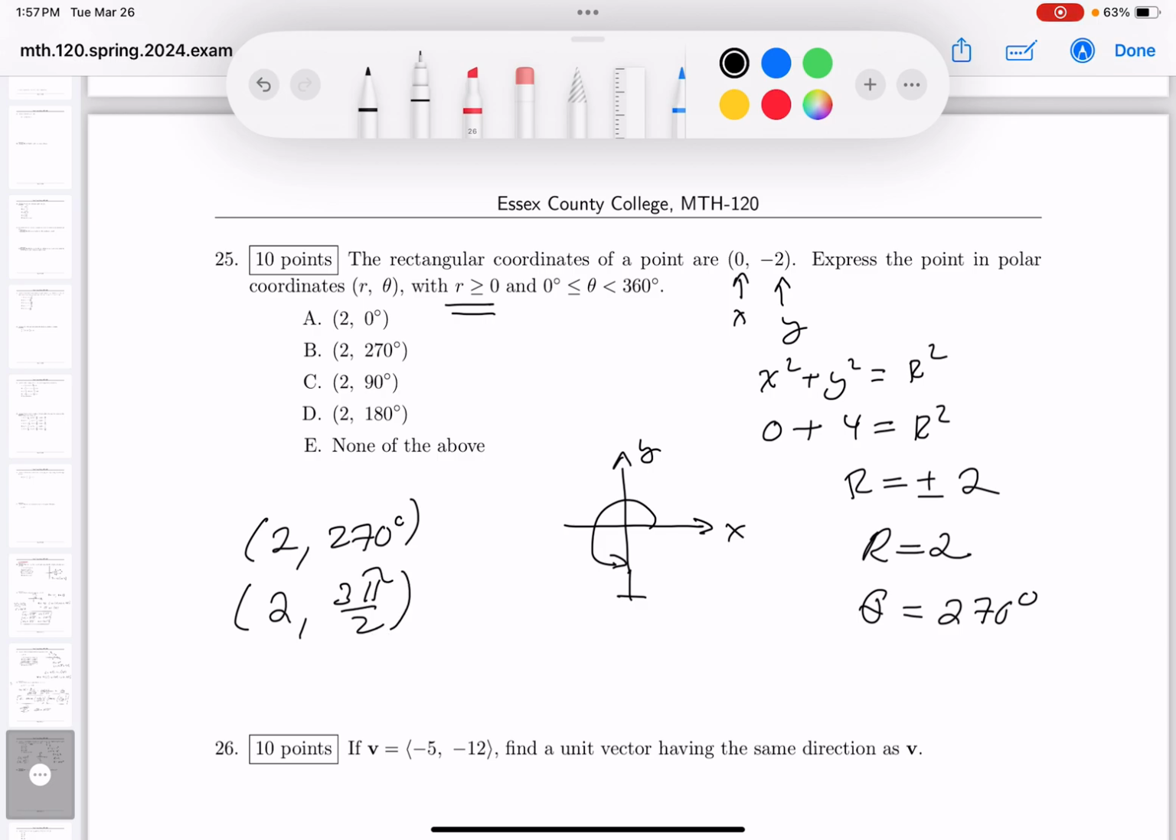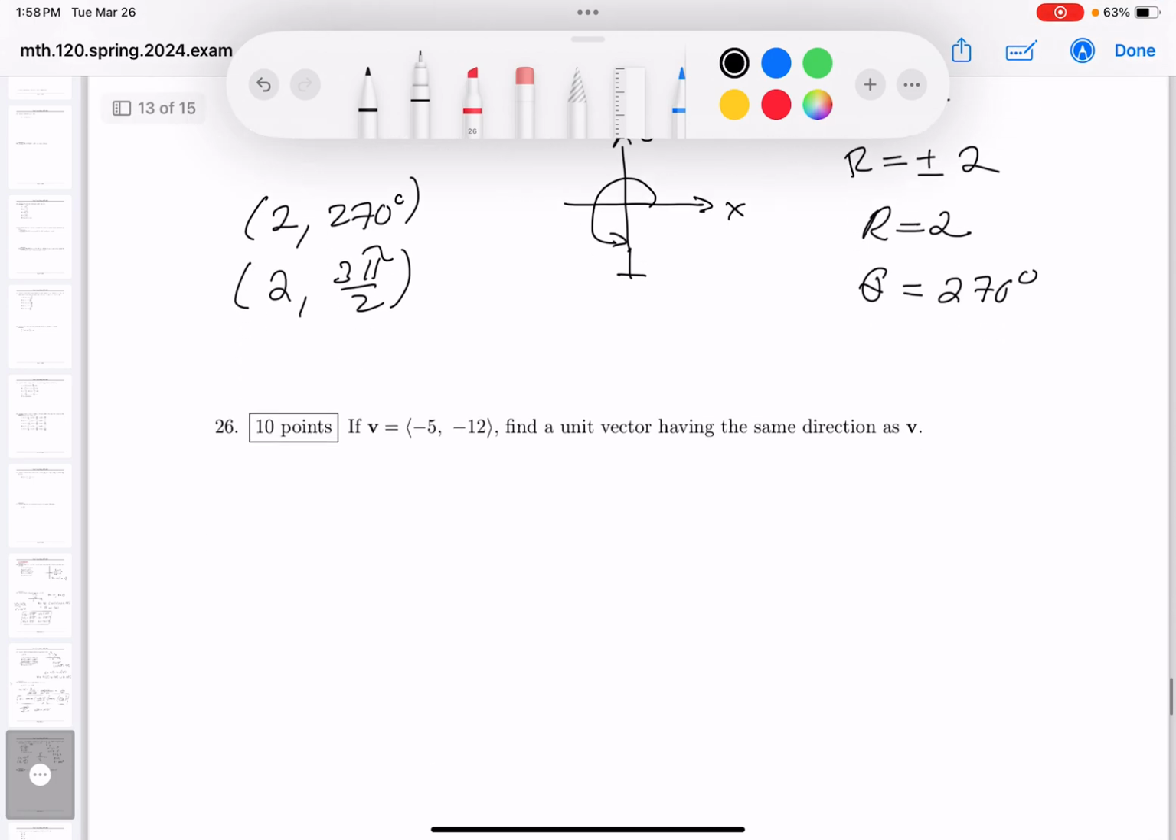Right? What am I looking for? The answer in the k, and I notice it right over here. And we're done with that. Let's go to the next one.